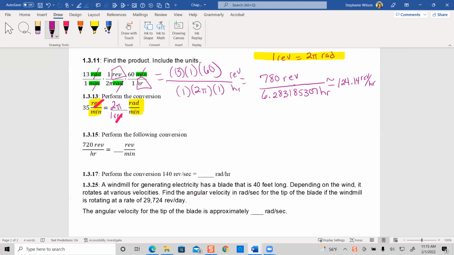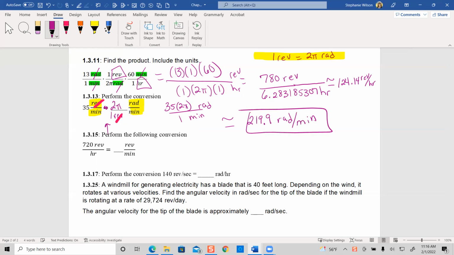Now I'm left with, and I should have rewritten this over here because this would exclude this equal sign right now because of how we have it set up, 35 times the 2 pi radians over minutes, because it's just 1 here. If you want to write the 1 there for now, you can. So now 35 times 2 pi is going to be 219.9 radians per minute, and that is my answer. Not bad, right? All right, so let's do the next one.